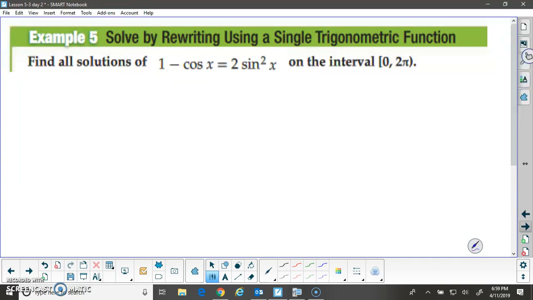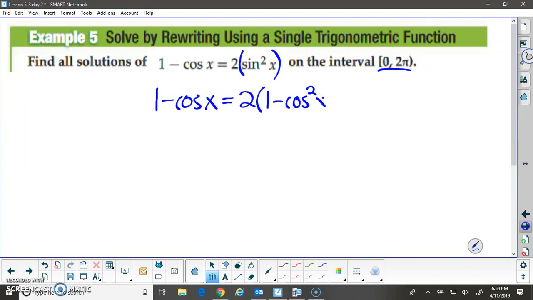Next example is a little bit different. Finding all solutions again between 0 and 2 pi. This particular one, you've got 1 minus cosine of x on the left, you've got 2 sine squared of x on the right. I want to have just one trig function throughout the equation, so only having cosines or only having sines or only having tangents. So what I'm going to do is I'm going to substitute out this sine squared using a Pythagorean identity. Sine squared is equal to 1 minus cosine squared.